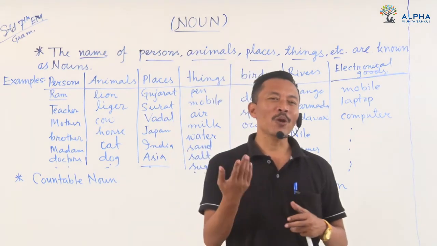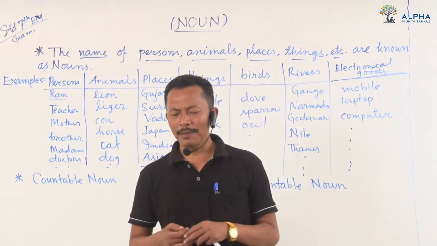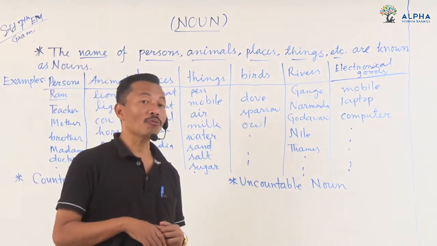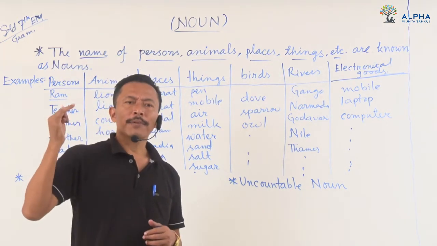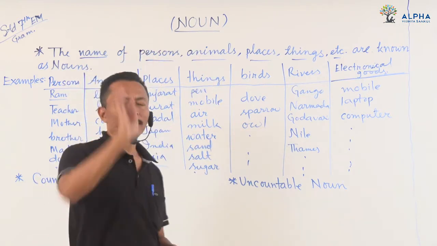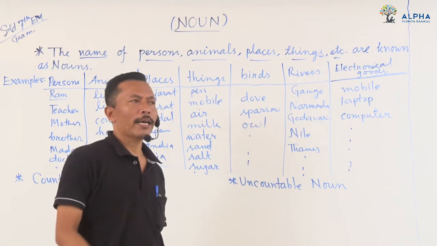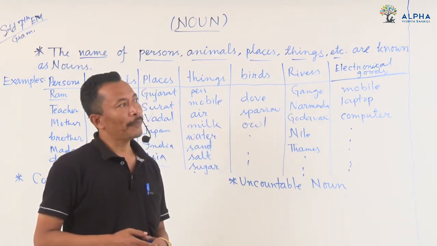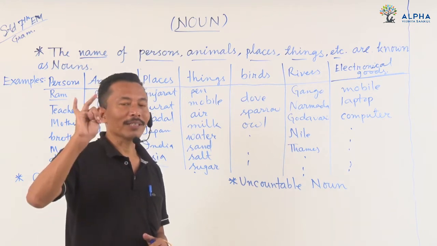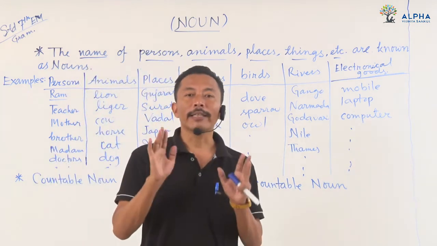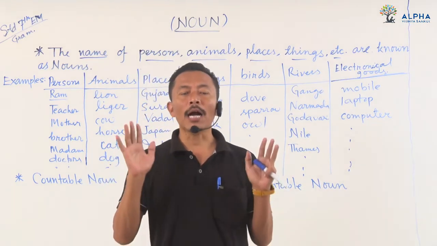How many members do you have in your family? In my family, I have 6 members. How do you know? Counting. 1, 2, mother, father, brother, sister, uncle, like that. And how many trees are in this campus? There are more than 70. How do you know? After looking? No. After counting. So, the things that can be counted.